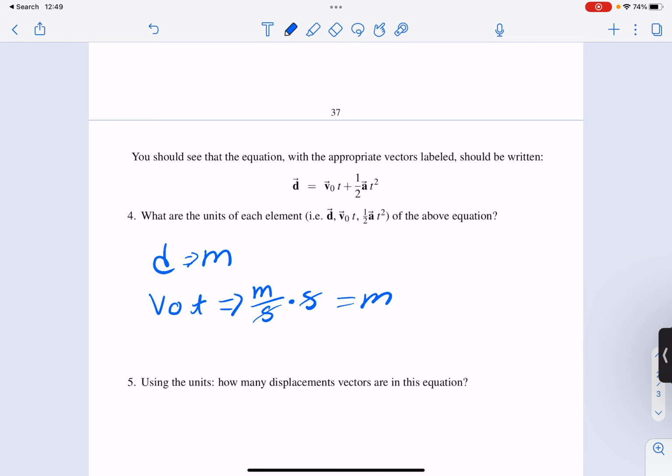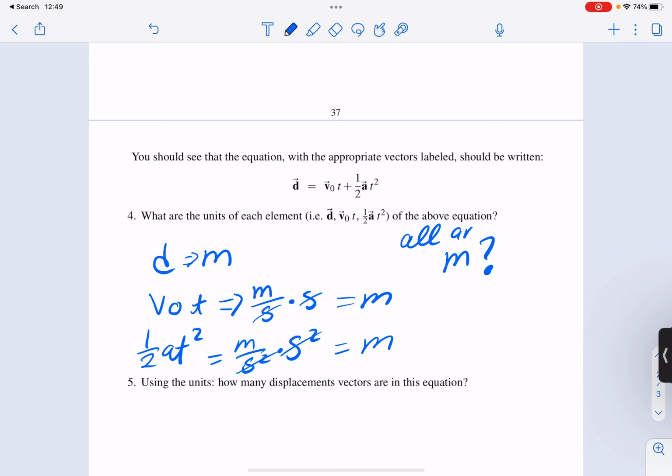Right? And then our last one, which is half a t squared, this is a scalar, so this is no unit. Meters per second squared times seconds squared. We end up somehow with meters again. So we ended up with 3 units of meters. And meters, so all of them are in meters, and meters is for displacement.